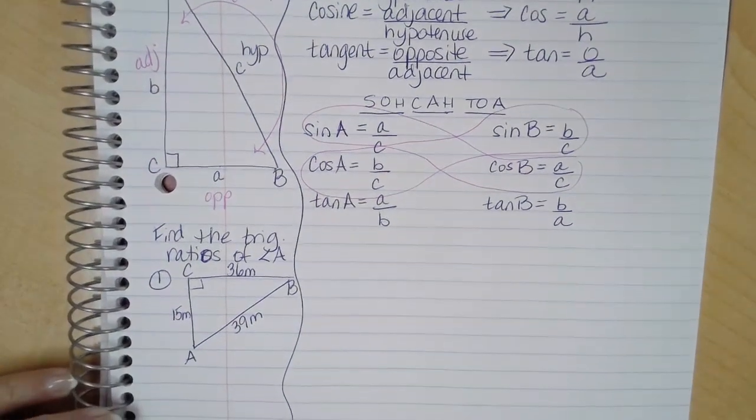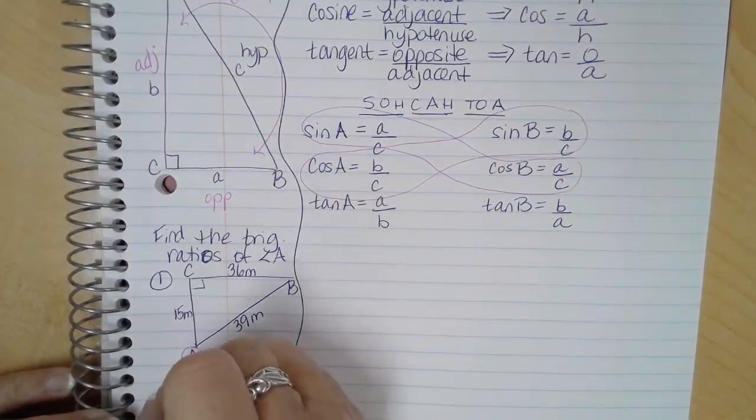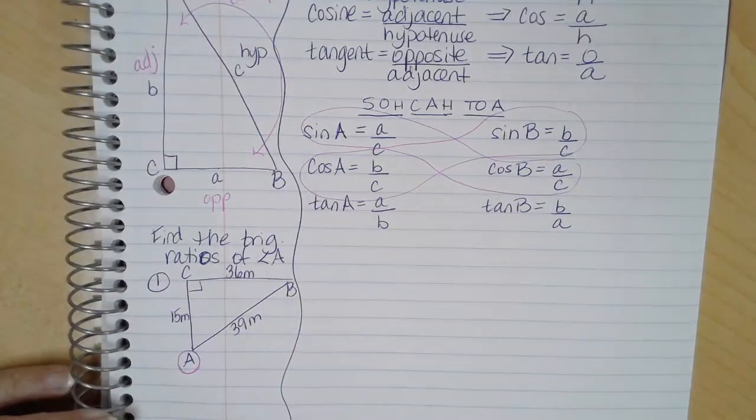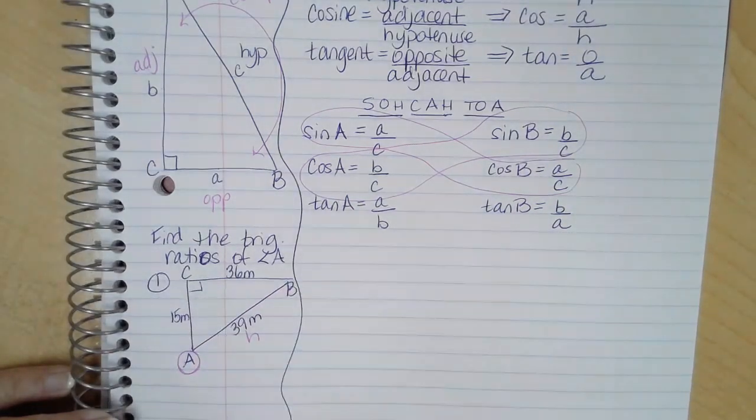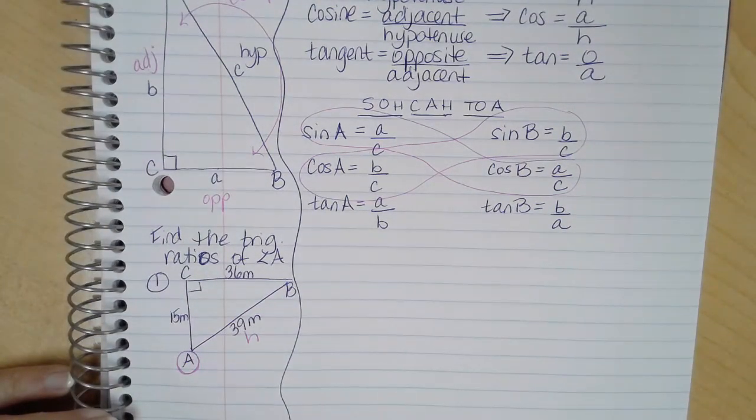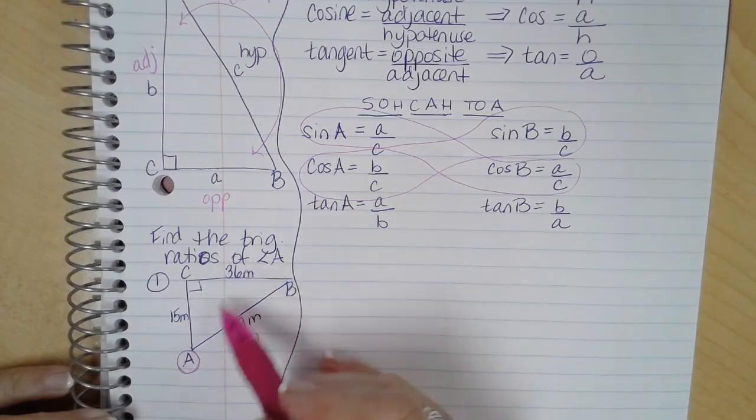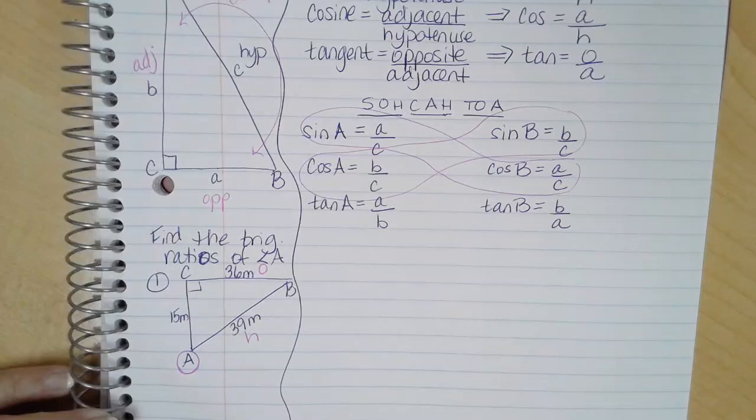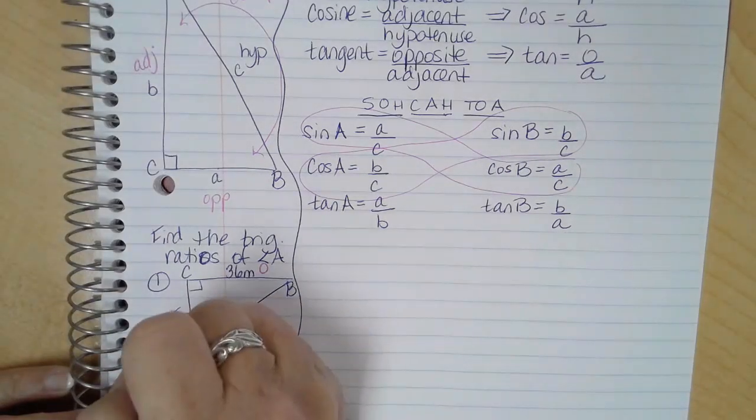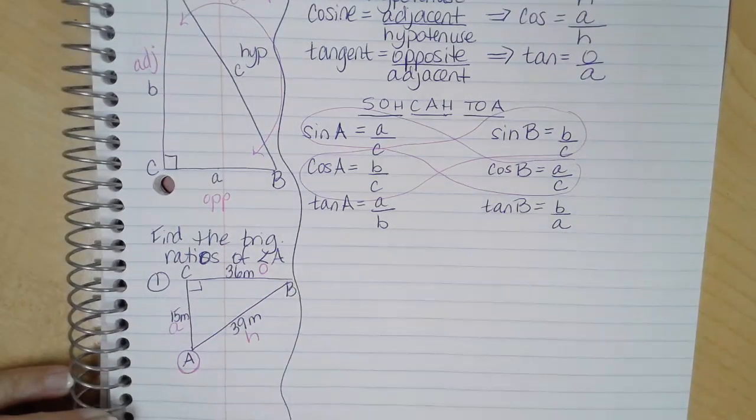So now, since we're talking about angle A, I'm going to circle angle A because that's the one I'm dealing with. Now, we automatically know that this is the hypotenuse, so I'm going to call that H. Across from angle A is going to be the opposite, so I'm going to label that O, which means the only one that's left is the adjacent, or A.